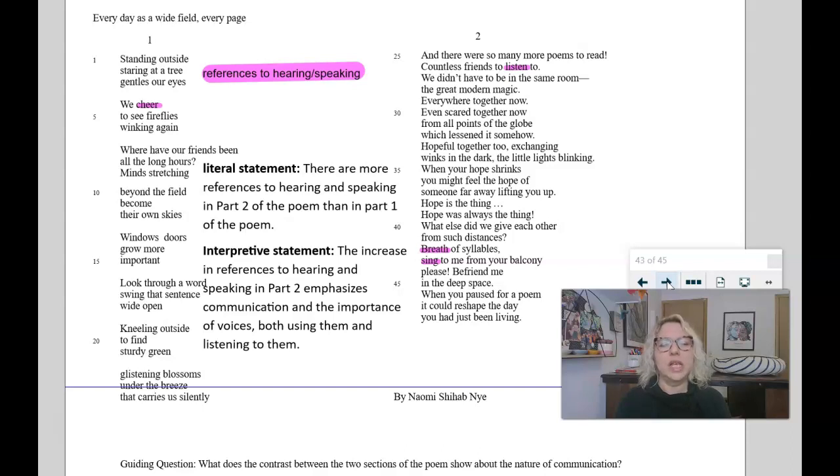My interpretive statement is the increase in references to hearing and speaking in part 2 emphasizes communication and the importance of voices, both using them and listening to them. So in this one, we're listening. In this one, it's breath of syllables. It's a kind of communication, and sing is also a kind of communication. And I thought, you know what, this goes to the guiding question about the theme of communication. And so if I can make an interpretive statement that includes something from the guiding question, then that is going to be really helpful in making sense of the poem. So that one I'm pretty happy with.